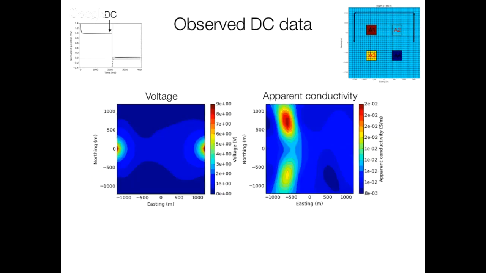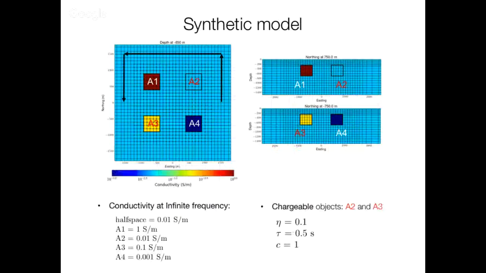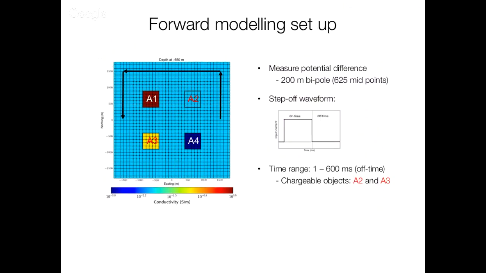I forgot to tell you something. Okay, so I talked about the conductivity. I did not talk about the chargeability. So let's make two blocks chargeable. A2 and A3 are going to be chargeable. So this is really conductive, that's moderately conductive, that's resistive, that's background, and it's these two guys that are chargeable. So we want to find them. And each has the same chargeability and the same decay constant. Okay, sorry about that.